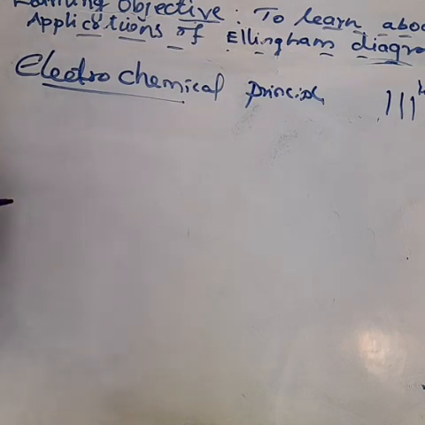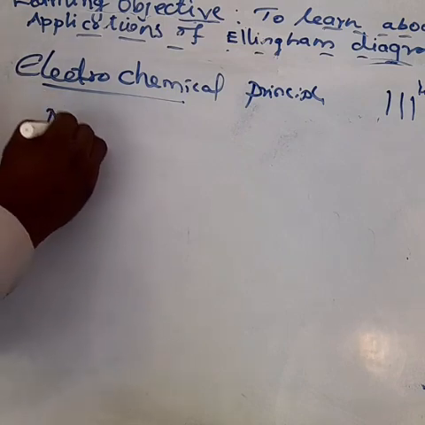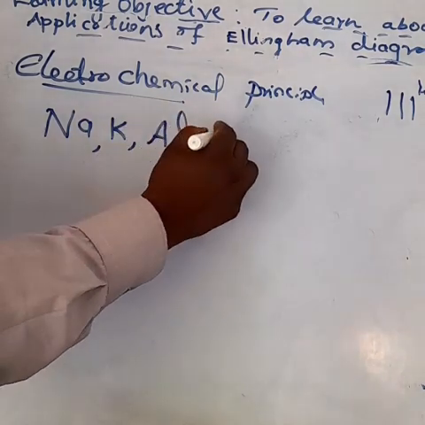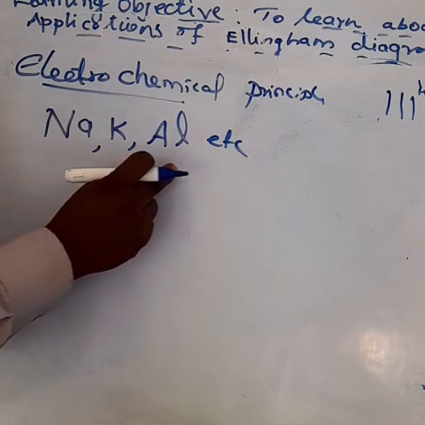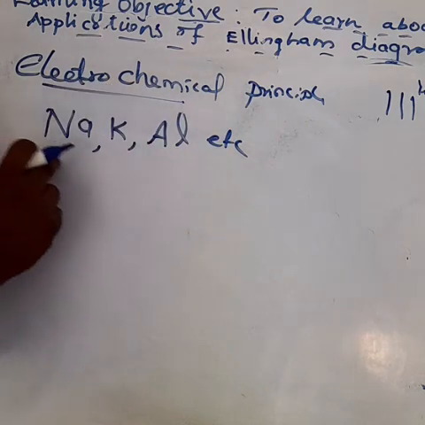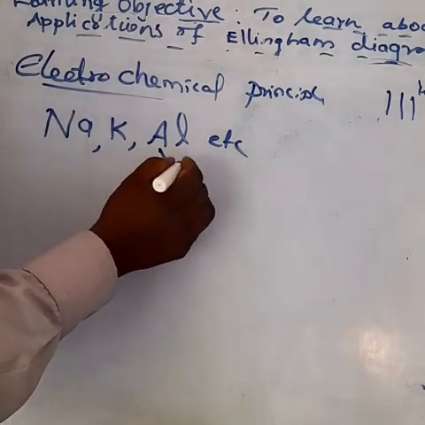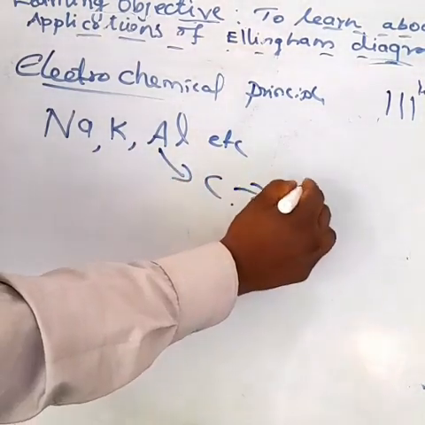First one, if you are taking the active metals, which are the active metals? Sodium, potassium, aluminum, etc. Am I right? These are some active metals. The reduction of oxides of active metals such as sodium, potassium, aluminum by carbon is thermodynamically not feasible.